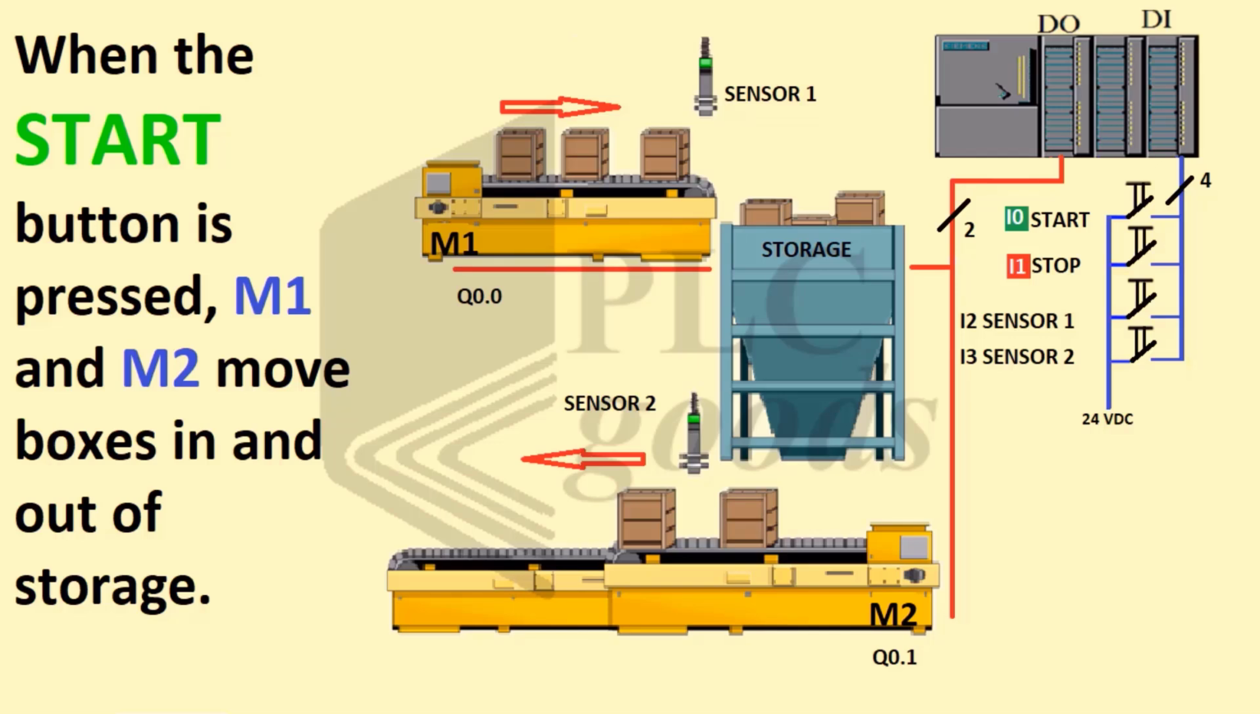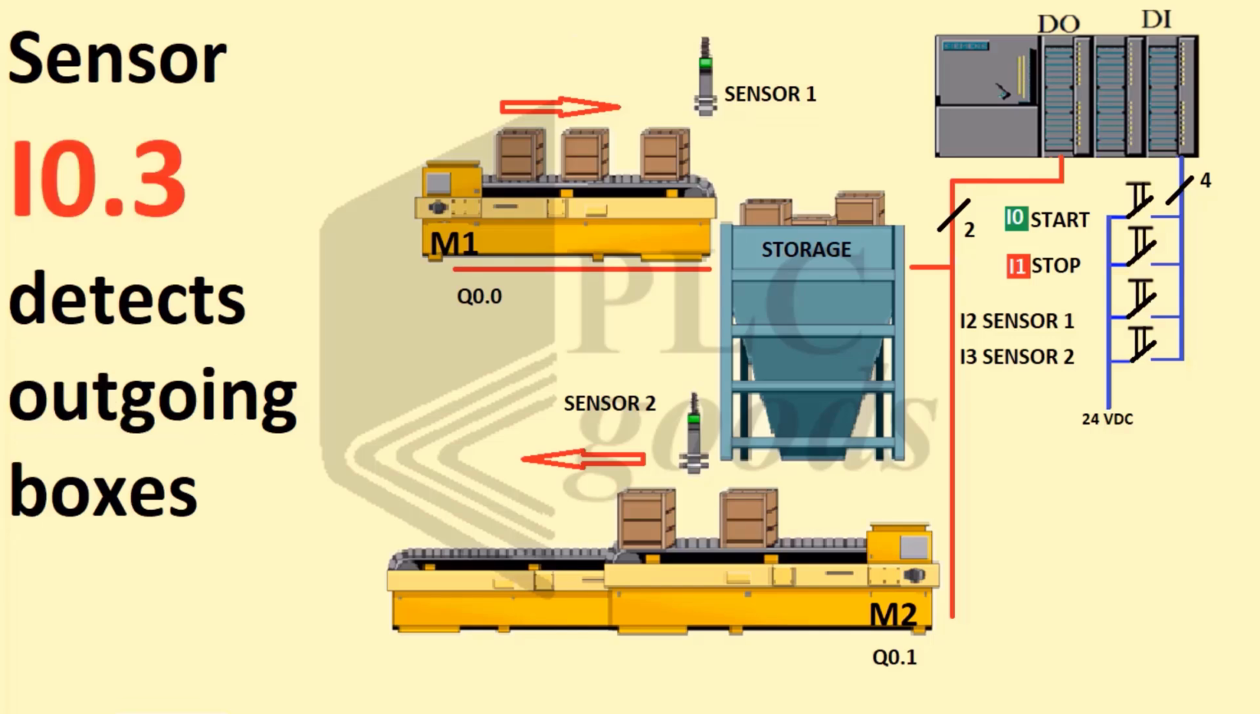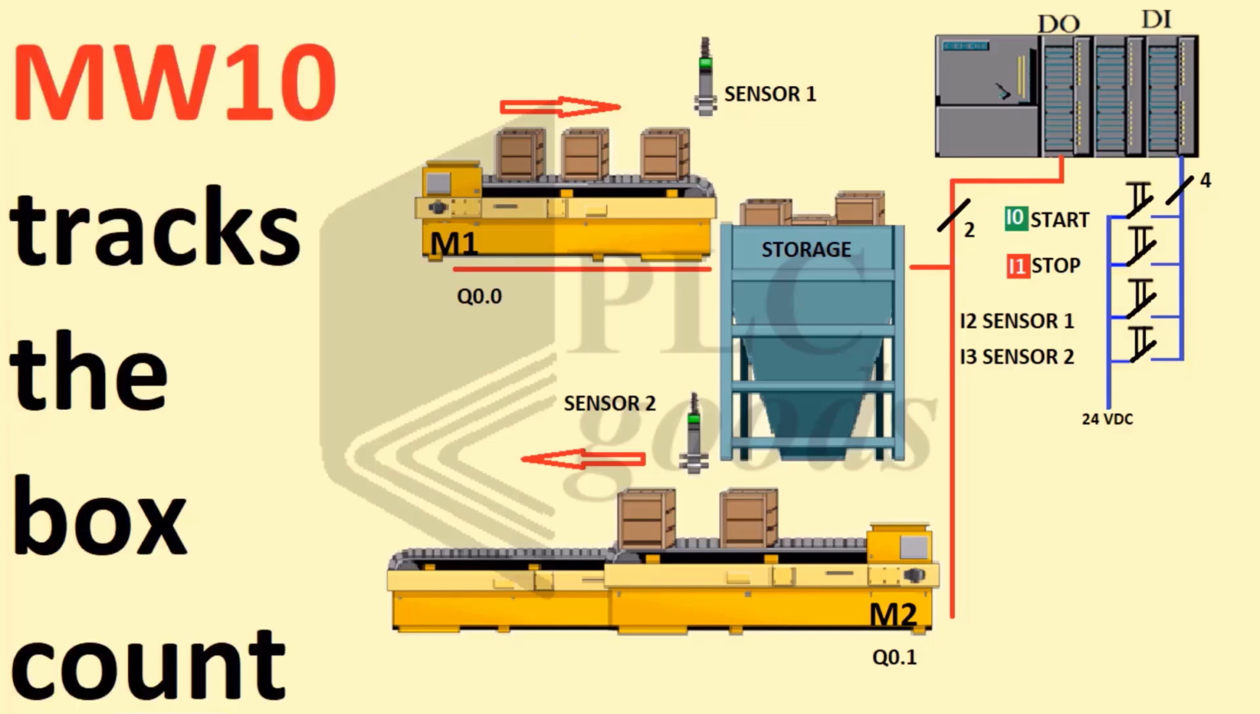When the start button is pressed, M1 and M2 move boxes in and out of storage. Sensor I2 detects incoming boxes. Sensor I3 detects outgoing boxes. Content of MW10 tracks the box count.